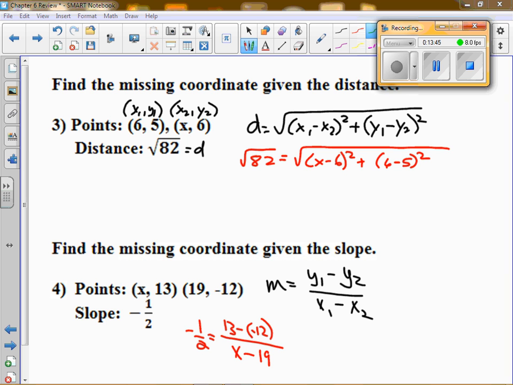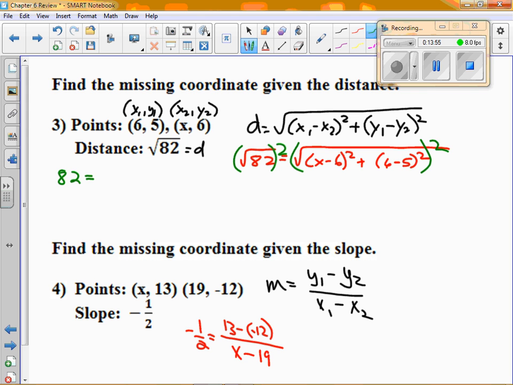Square something. So when I square something, notice what happens here. The square root of 82 squared gives me 82. And then when I square this side, the radical sign goes away and leaves me with x minus 6 squared plus 1. Again, where did I get 1 from? What's 6 minus 5? Squared. So now I have to solve this equation right here.